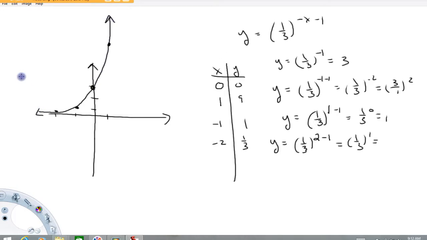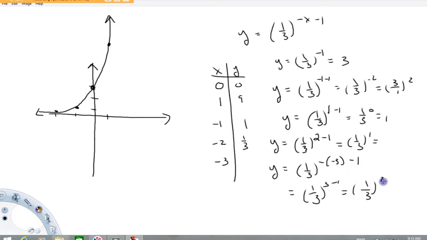It's going to look like this, but on the test, it does ask for 5 points. Let's do one more, negative 3. So y is going to equal 1/3 to the minus a minus 3 minus 1. That's going to be 1/3 to the plus 3 minus 1, which is 1/3 squared, which is 1/9. So there are my points. Negative 3, 1/9 is barely above the axis here, so that's good enough. There's my sketch of the graph.